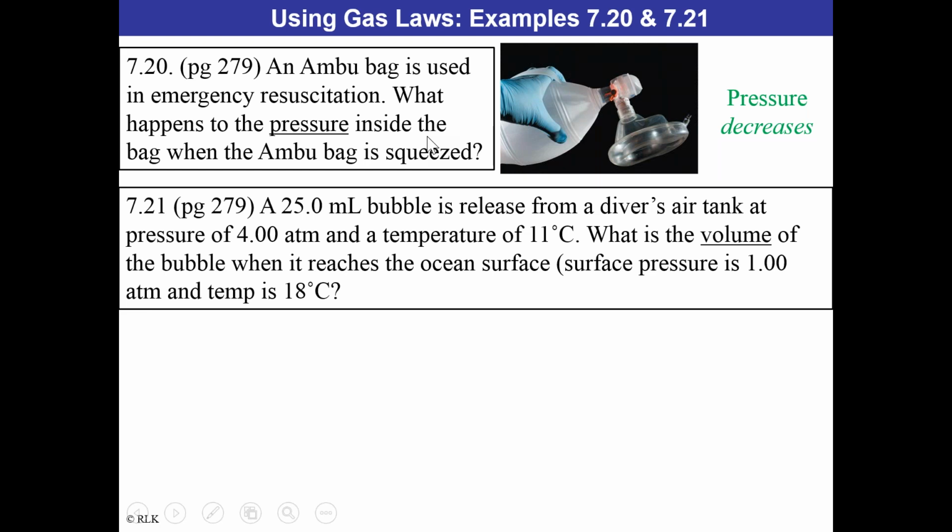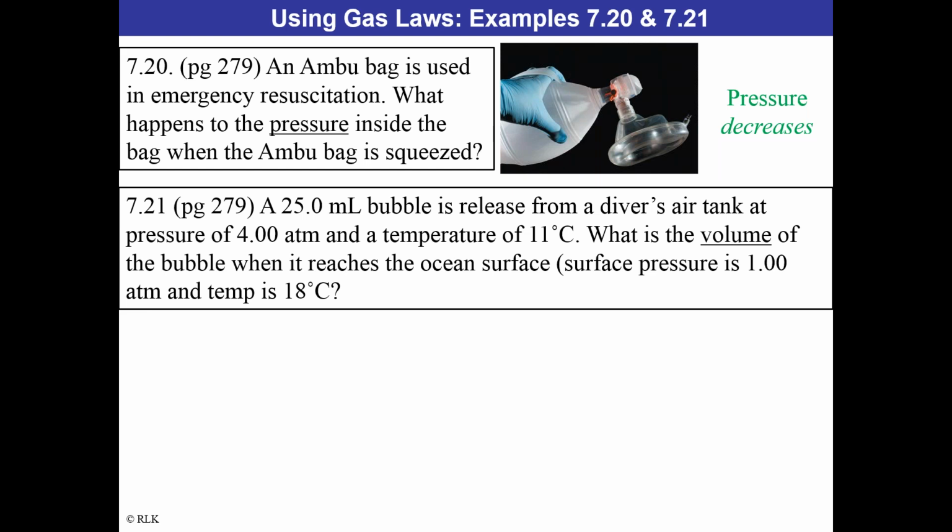This is also on page 279, and it reads, a 25 milliliter bubble is released from a diver's air tank at a pressure of 4 atmosphere and a temperature of 11 degrees Celsius. What is the volume of the bubble when it reaches the ocean surface, where the surface pressure is 1 atmosphere and the temperature is about 18 degrees Celsius?